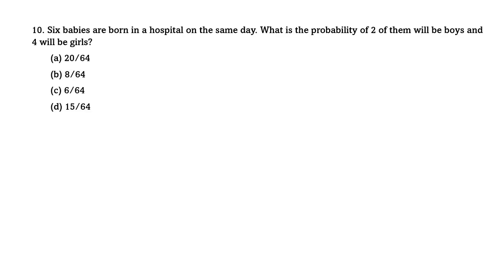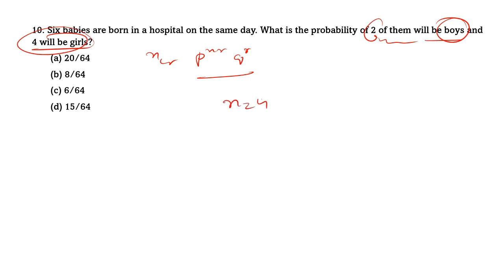Next one. Six babies are born in the hospital on the same day. What is the probability that two of them will be boys and four of them will be girls? So again the same formula, nCr p power n minus r into q power r. So n is 6 and r is 2. p is always half, since it is boy or girl, q is also half.